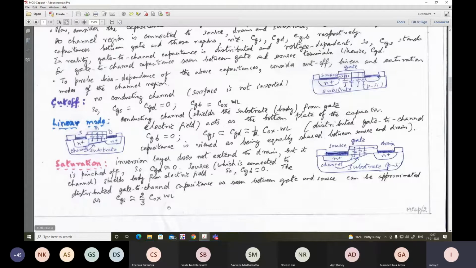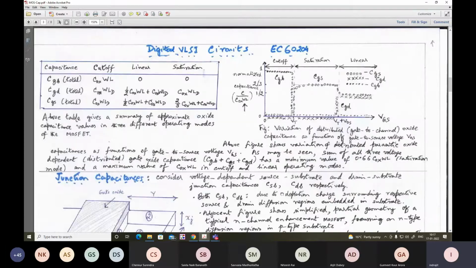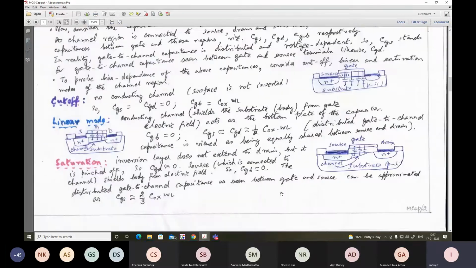But how this expression has come, I'm not able to tell you. If you are interested, you can read from some device book, particularly Muller and Kamins' book. Or maybe you have already studied it in your prior course. But I'm not able to address how this expression has come. It is based on the physical phenomena in the channel.